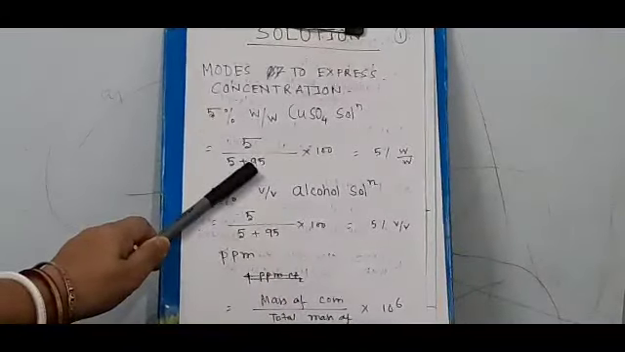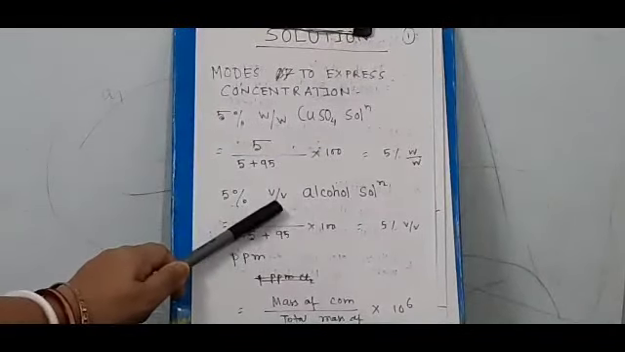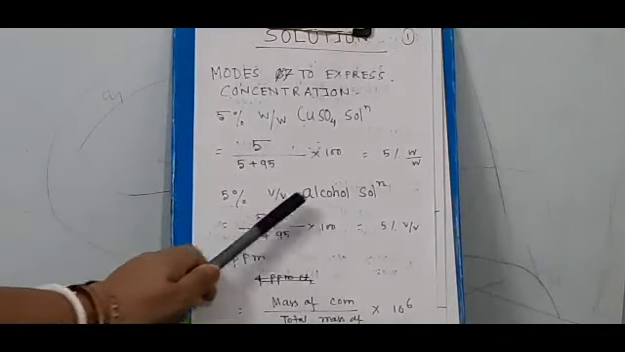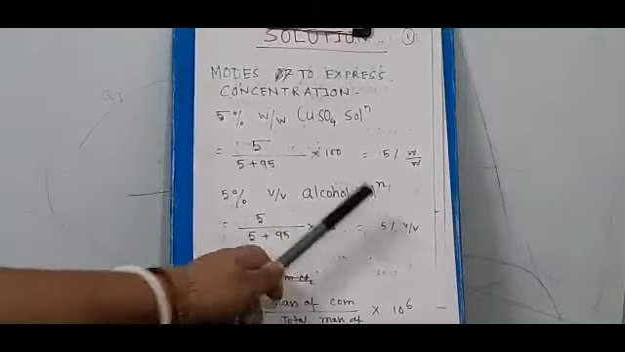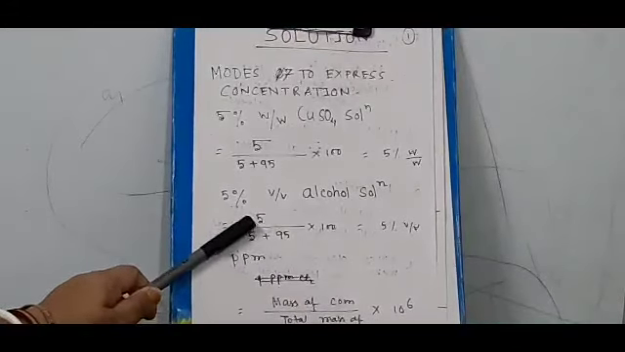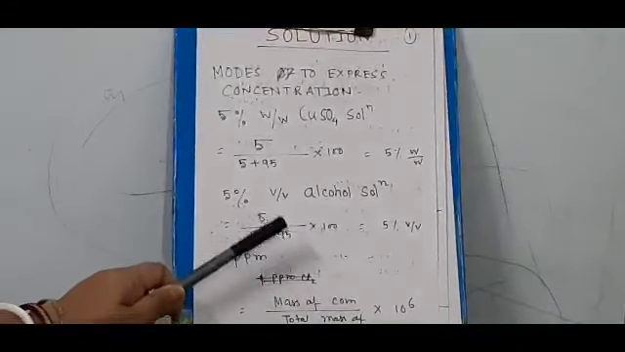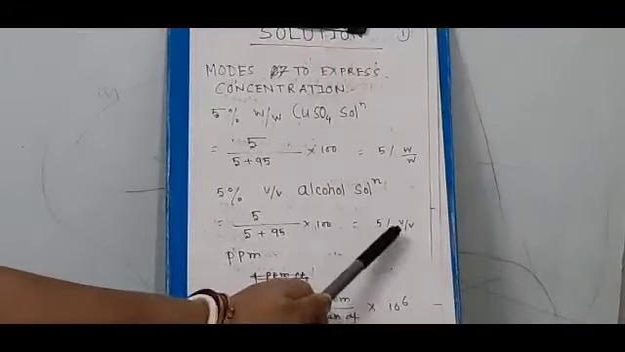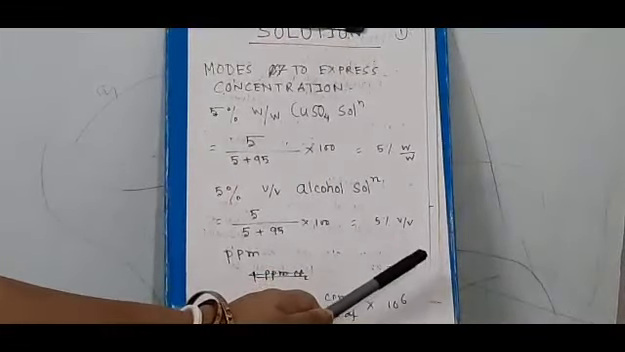Second one is volume by volume. I have written over here 5% V by V alcohol solution. That means here I have taken 5 ml of the alcohol and I mix it with 95 ml of water to make a total of 100 ml. That makes 5% V by V alcohol.